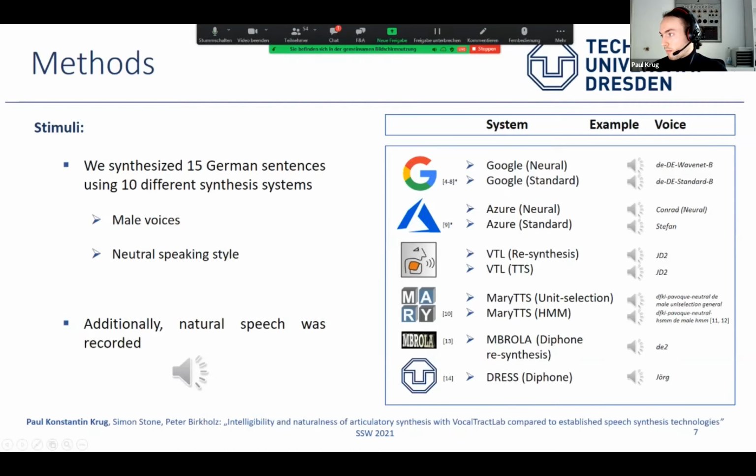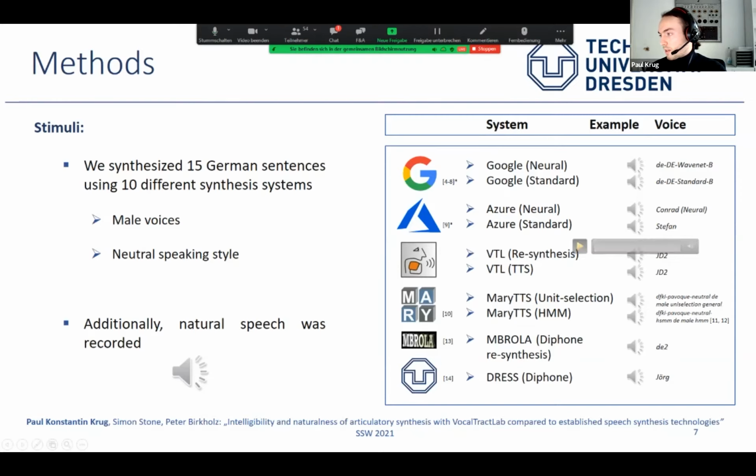Aber sehen will sie ihn doch. So that's the neural voice. Then here we have the standard voice. Aber sehen will sie ihn doch. Then we have the Azure one. Aber sehen will sie ihn doch. Aber sehen will sie ihn doch.